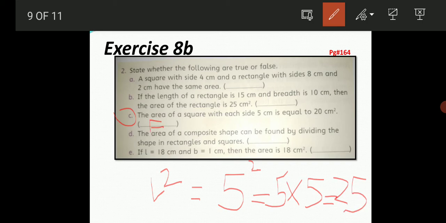If L is 18 centimeter and B is 1 centimeter, then the area is 18 centimeter. Yes, this is true because we simply multiply L into B. 18 ones are 18. Okay, last question, on your page number 167.